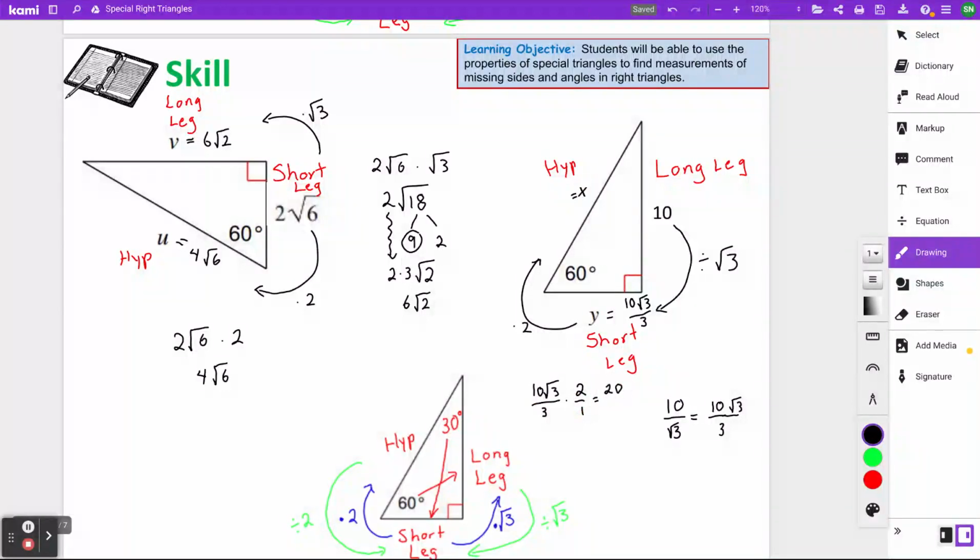Remember, we only multiply numbers on the outside with numbers on the outside and those inside with those inside. The only number inside on the numerator is a 3, so we bring it over. At the bottom, we have 3 times 1 is 3. 20 and 3 do not have a factor in common. Therefore, the hypotenuse is equal to 20 square root of 3 divided by 3.